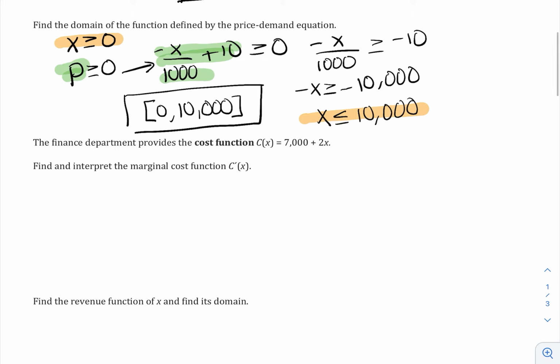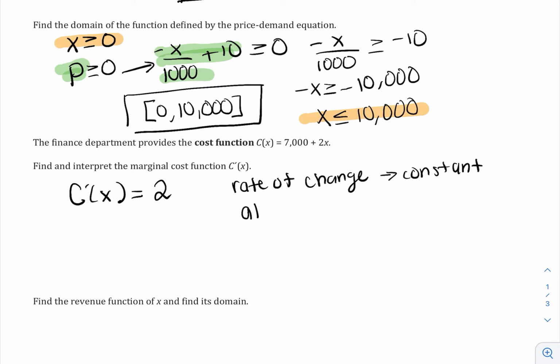Next, the finance department provides the cost function C of x is equal to 7,000 plus 2x. Find and interpret the marginal cost function. Okay, so it tells us C prime, but we should know that marginal cost is C prime even if it didn't give it to us. And the derivative of 7,000 is 0, and the derivative of 2x is 2. So very simple marginal cost. What does this mean? This means that for every unit, your cost changes by 2. So your rate of change is constant.